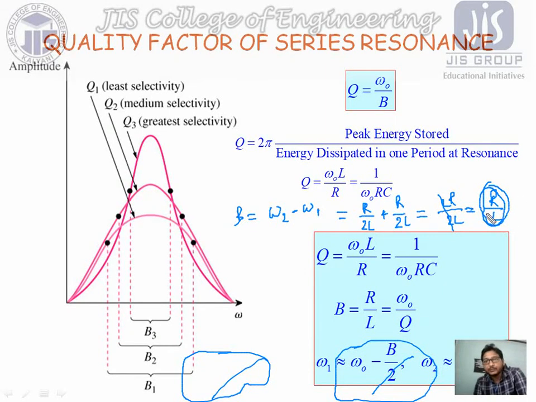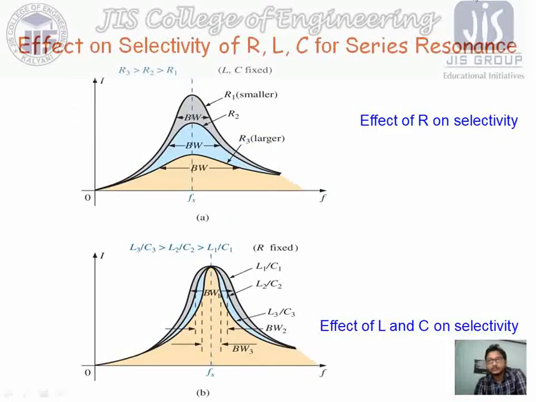Similarly, if we keep R constant and change the ratio of L and C, then our bandwidth also changes. For this graph, it's very clear how changing the resistance and the values of inductance affects the bandwidth and the selectivity. And we have already seen that the bandwidth is omega 2 minus omega 1, and by the formula it is equal to R divided by L.